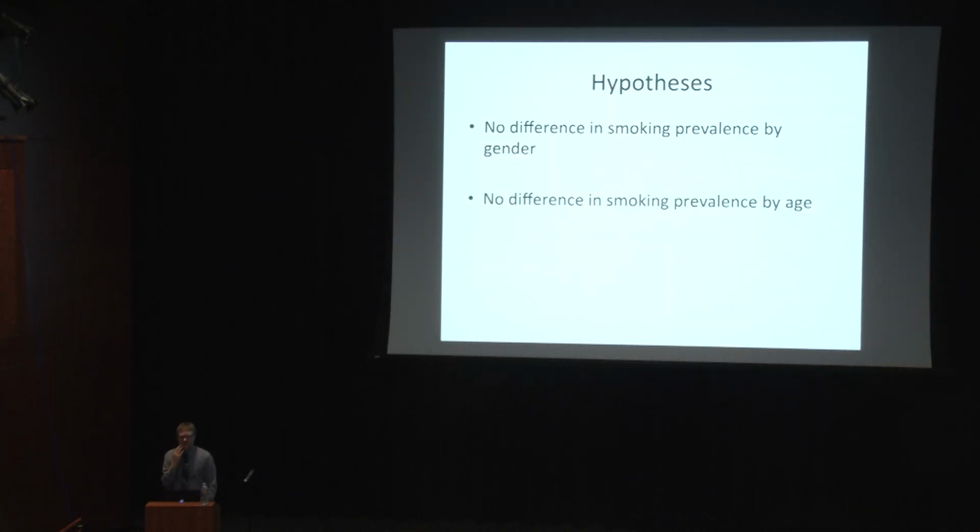So remember, this is an egalitarian population. They really value gender equality. They're autonomous. They value autonomy. So we predicted, or made a couple of hypotheses, that there would be no gender and age differences in drug use.